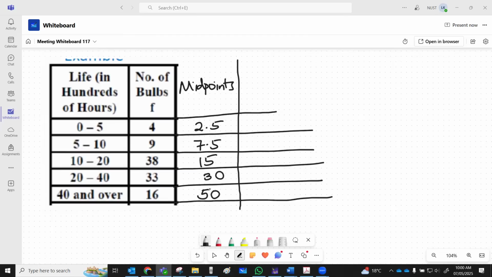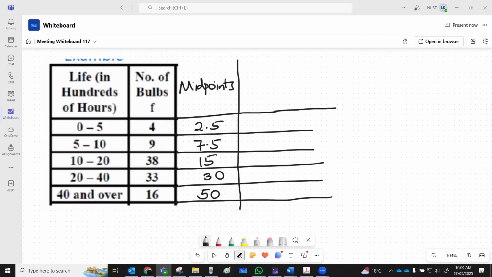I will give you the midpoints themselves when I say 40 and over, because I can't ask you to just calculate and then you guess. Some may say, okay, is it 40 to 60? Some will say, is it 40 to 50? And so on. So we'll get a lot of confusing answers. So we just go with the one that is given to us in the table.